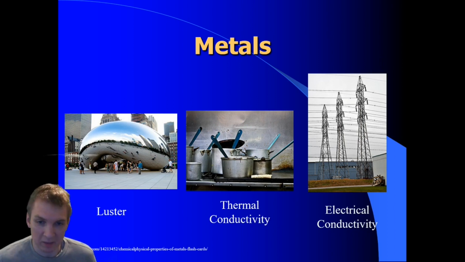Luster means that it has some kind of reflective property, that it can shine and that it could reflect light pretty well. Some metals do it better than others, and some metals actually rust or oxidize very quickly, so that luster actually loses its appeal very quickly.